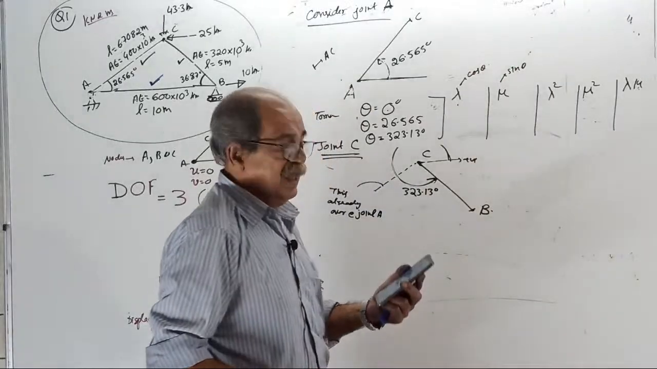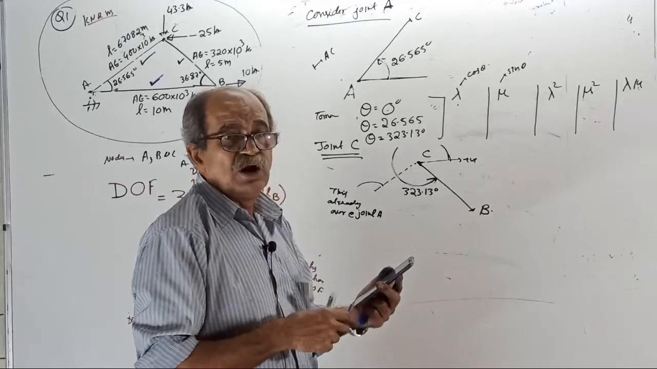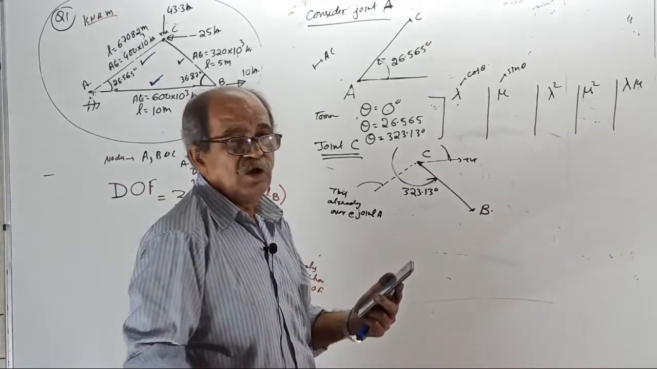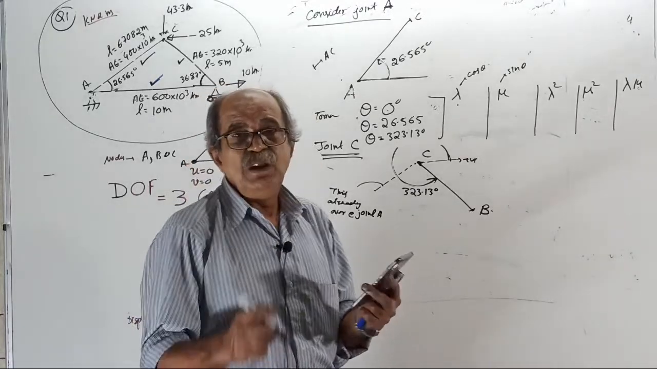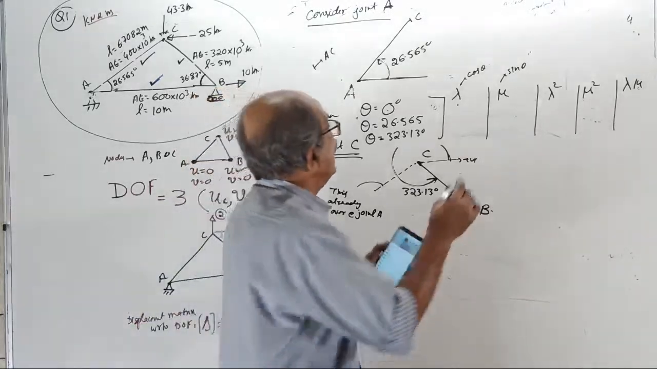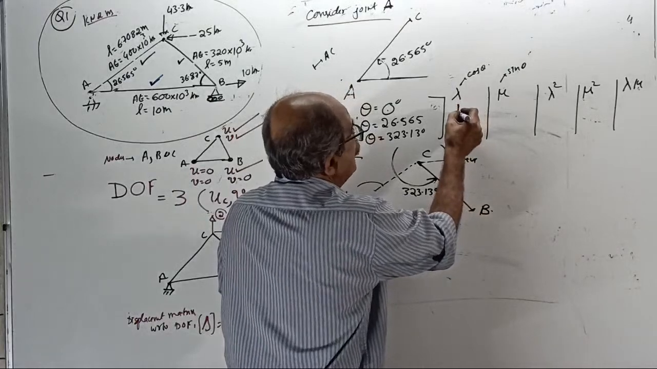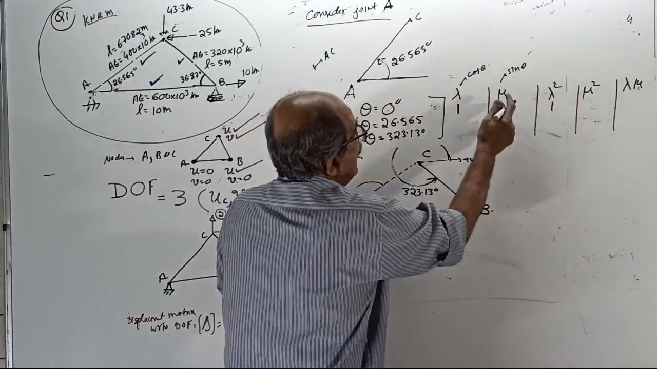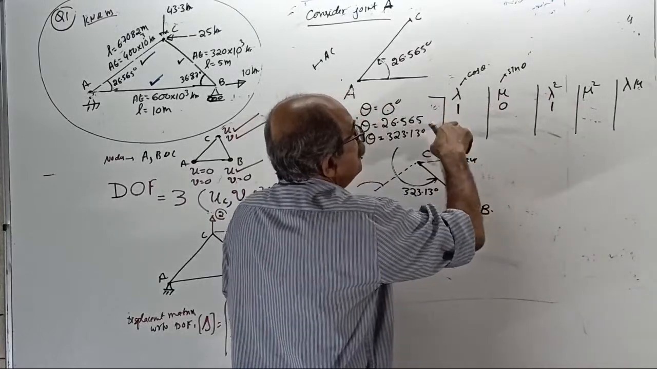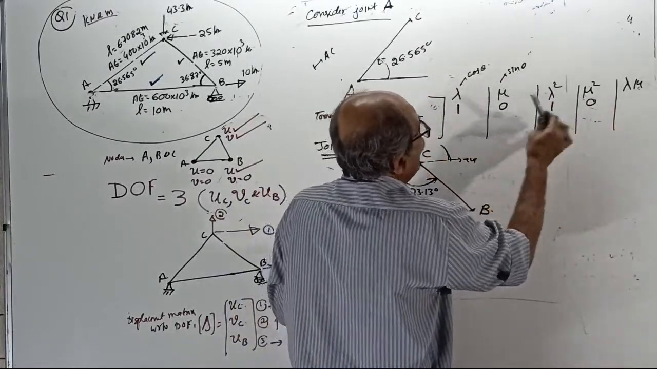So, you must tell quickly, there is no time. You are wasting a lot of time. For 0 degrees, lambda, cos 0. Tell the answer. I will not explain this step 1. Do one thing, don't waste time. Now only square and write. That is one. Tell me, mu 0. Mu square 0. Lambda mu 0.